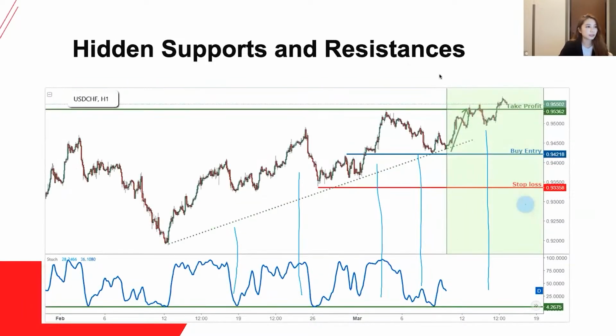Let me just clear the drawings. Okay, so we can see that in this case, we can mark this 4.2675 as a support in our resistance. And in this case, we are looking at a potential push up in stochastics, which also means that there is a likelihood of support that has been bounced off on the stochastics indicator.